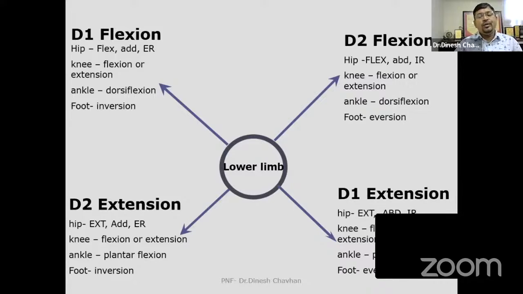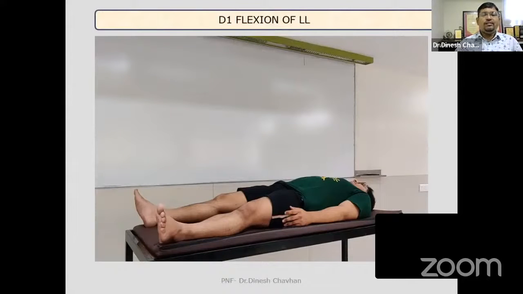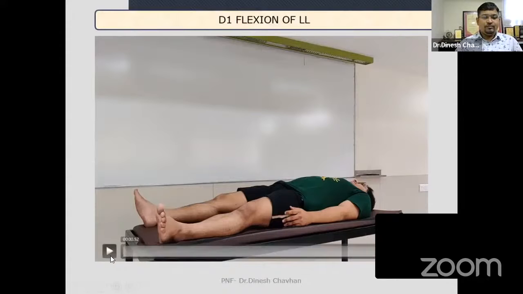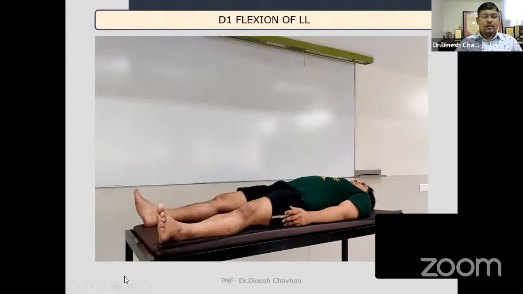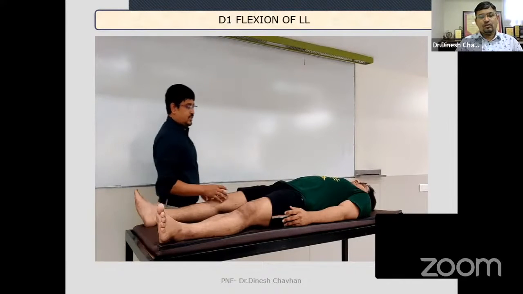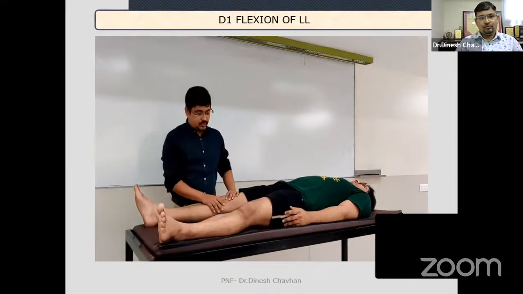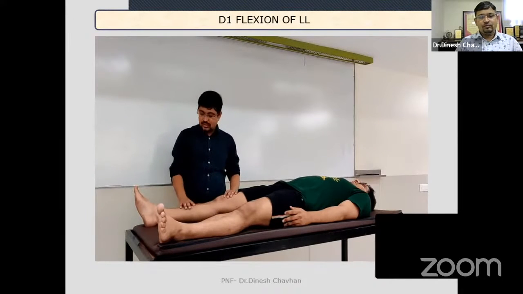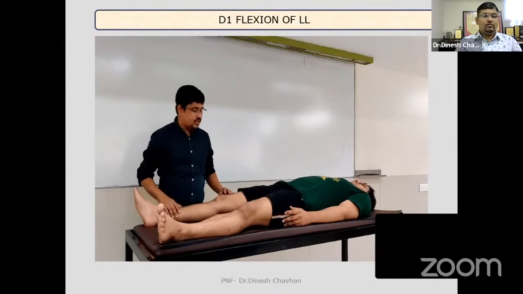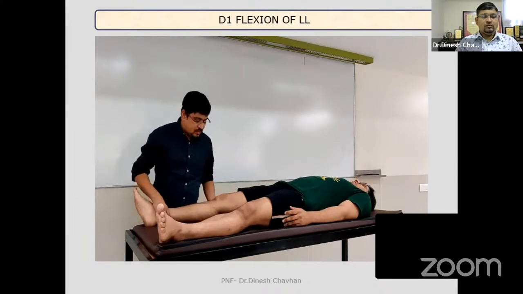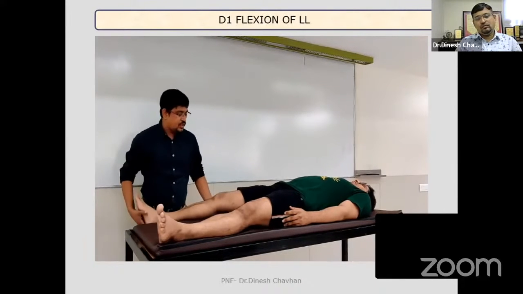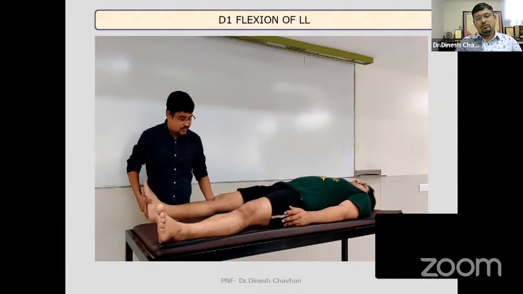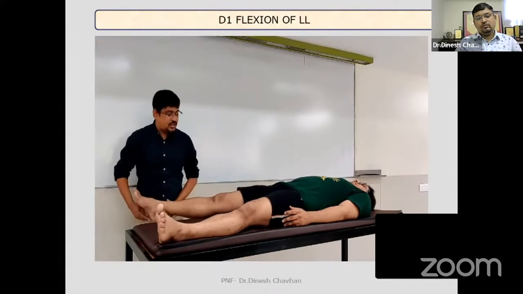Now we'll see how it is performed on the model. We'll see small videos of each pattern. So D1 flexion of lower limb, PNF pattern. Here the initial position is D1 extension of lower limb. So what is happening in D1 extension? Abduction, extension, and internal rotation.